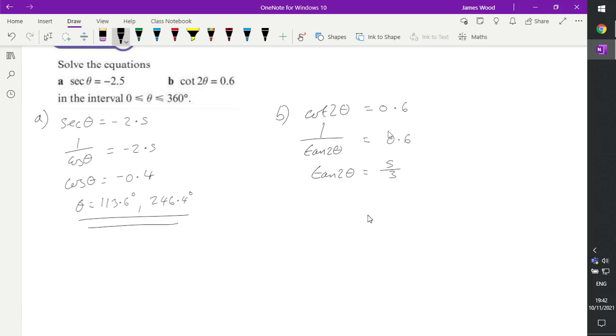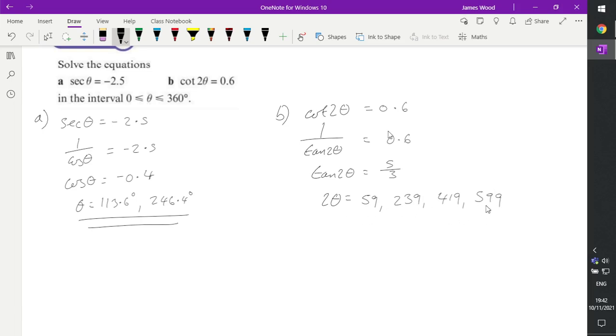And then we've got to solve this equation. Now you can either do it by substitution. I think I'm going to do it without a substitution. I'm just going to find out what 2 theta is. So if I do inverse tan of 5/3, then I will get 59. That's my first answer. To find multiple solutions for tan, I just add 180 each time. So that's then 239, 419, and 599.